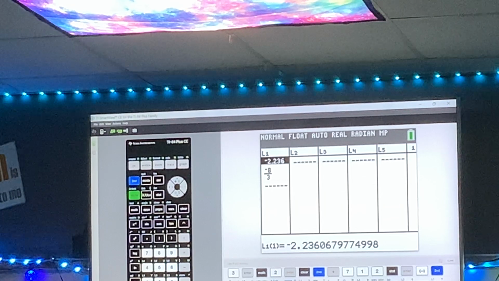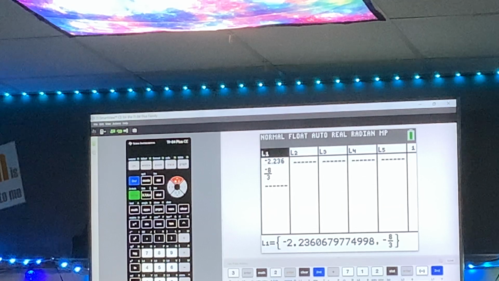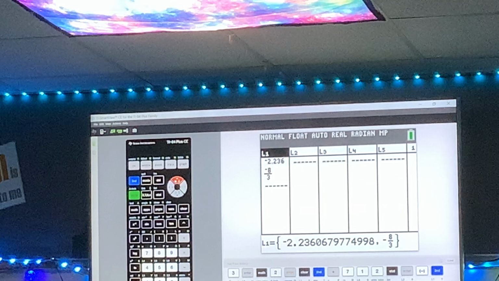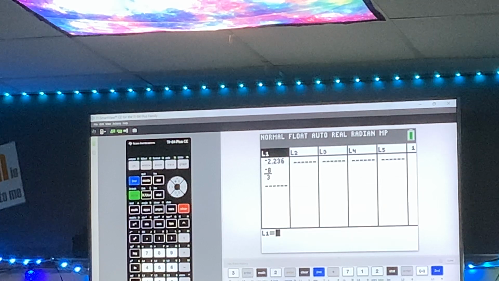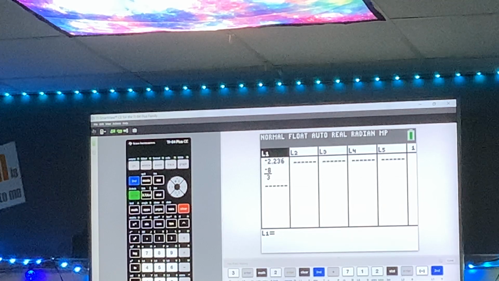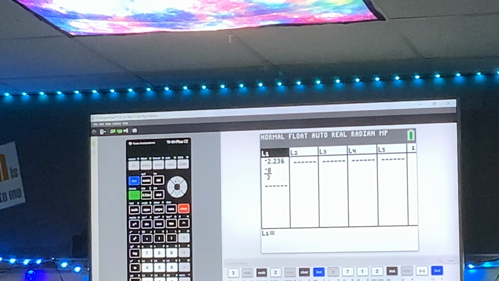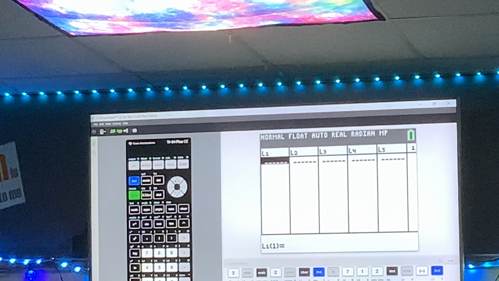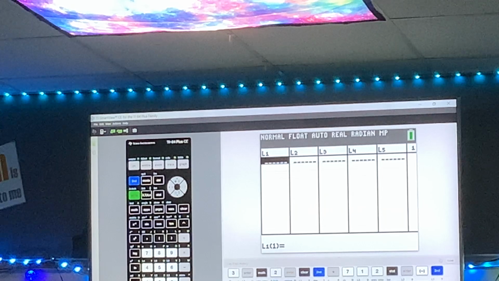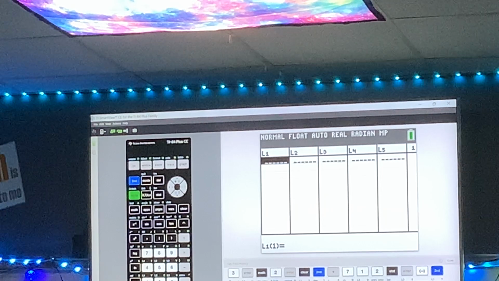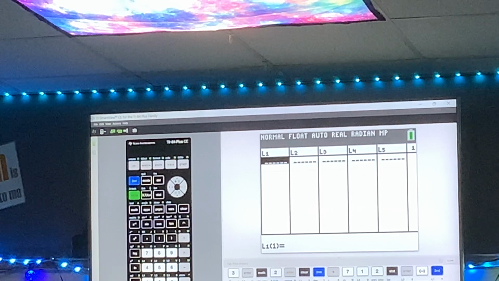Go up, do the up arrow. And you are going to hit clear. Don't ever hit delete or it will delete your column. Okay? And now hit enter and voila, it's clear. So I hit up, clear, enter. Up, clear, enter. Good? Everybody have a clear? Up, clear, enter.